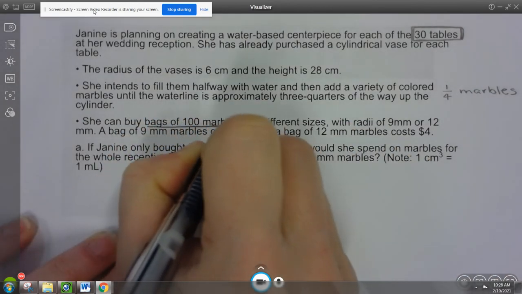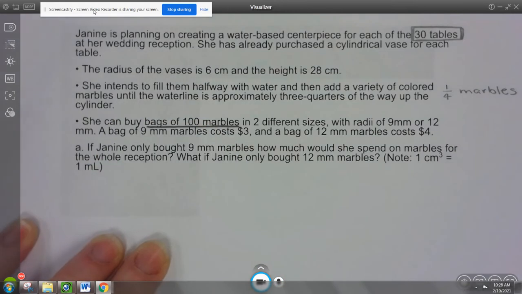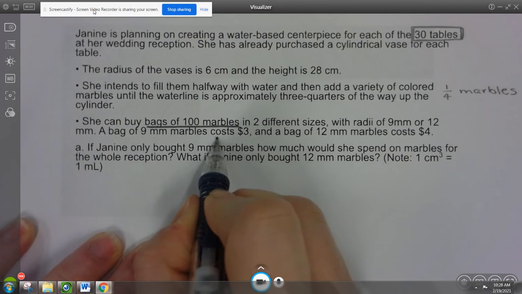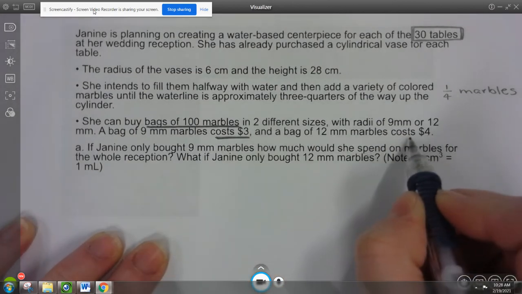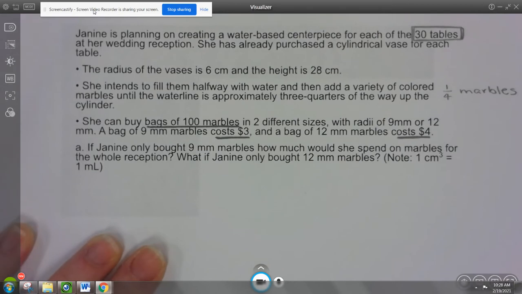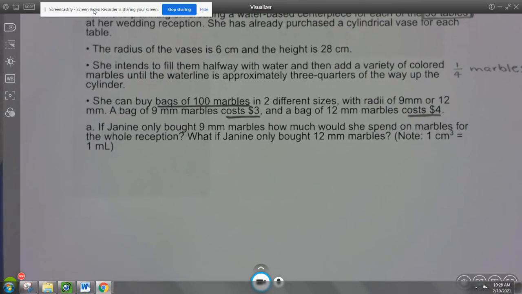Bags are going to have 100 marbles in each. They're going to be 9 millimeters or 12 millimeters. Cost is going to be $3 for the small marbles and $4 for the large marbles. So our goal is to figure out how much she would spend if she only bought 9 millimeter and how much she would spend if she only bought 12. So in order for us to do that, we first have to figure out the volume of marbles that we're going to be using for our total of all 30 vases.